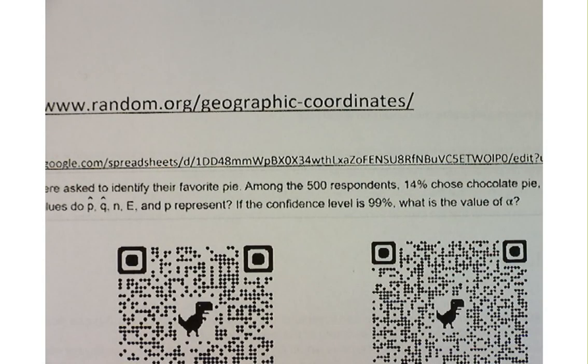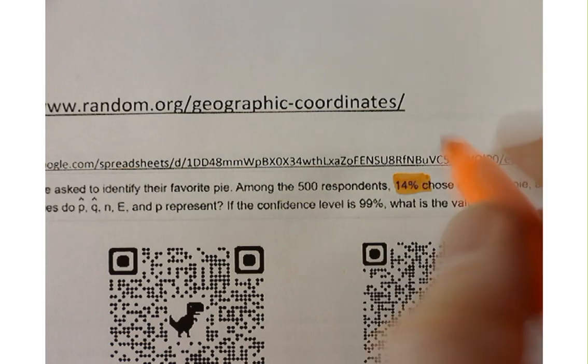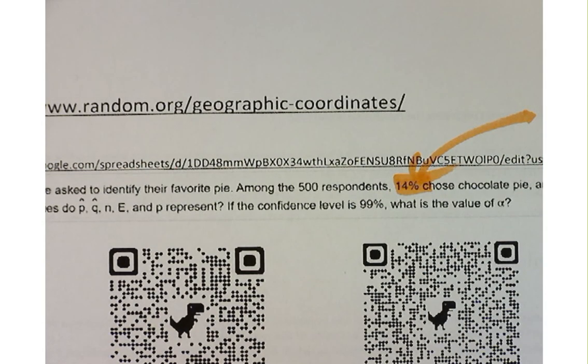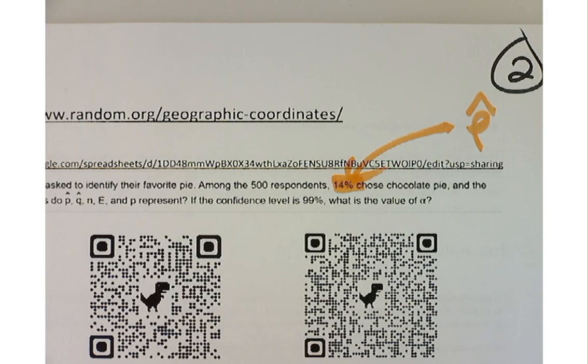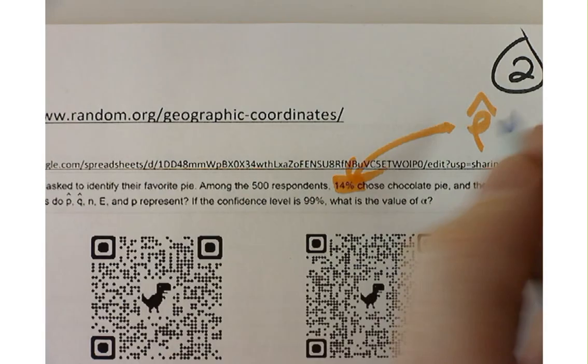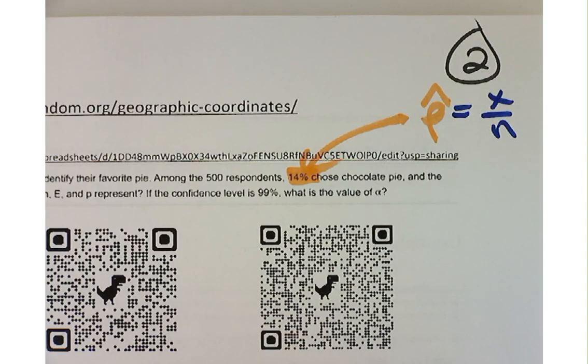Now usually they don't give you p hat. Usually they give you some information to calculate p hat. But this time they gave you p hat. Zoom up. There we go. That's your p hat. P hat is typically calculated as x over n. It's usually not just given to you like this.